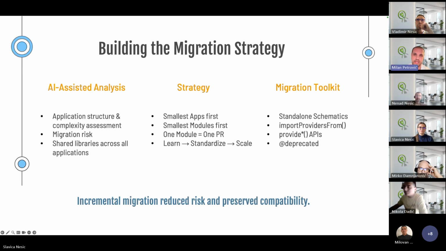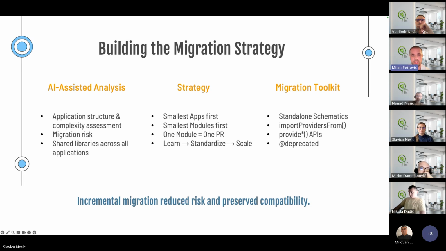Before changing anything, we used AI to analyze the portfolio. It helped us understand application structure, shared library dependencies, and spot where the migration risk was highest. That visibility allowed us to build a strategy before we began the migration. And the strategy was simple. Start with the smallest application, then the smallest module, learn from those migrations, standardize the patterns, and only then scale to larger and more complex systems. We also made a deliberate decision to keep changes small: one module, one pull request, one migration at a time.